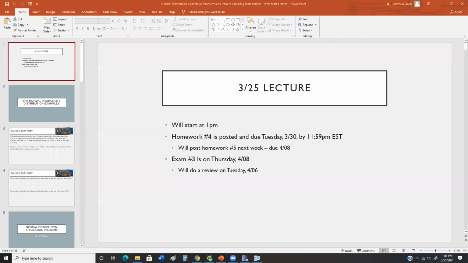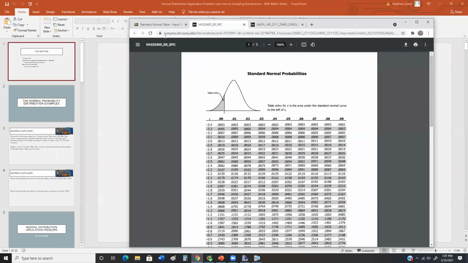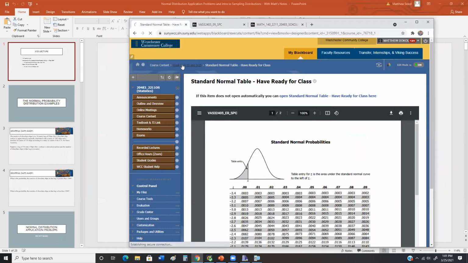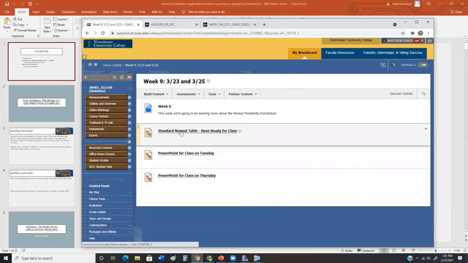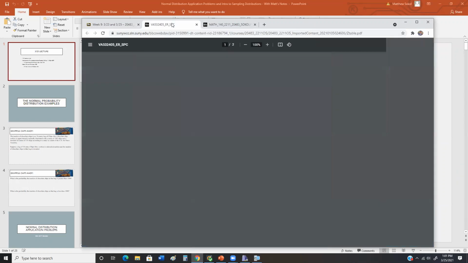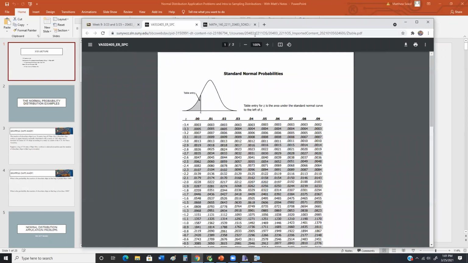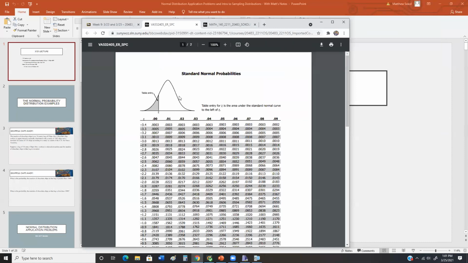For today's class, what you're going to need, if you go to week number 9, the folder for this week, if you haven't printed it out for last class, print out and have handy this standard normal table. Looks like this. How many people have this handy or at least have it loaded up already to go? Okay, good. A few people do. All right, great. So we're going to use this quite a bit for the first problem today.